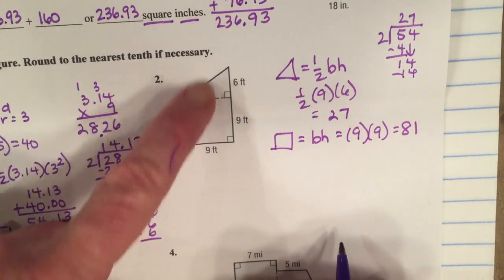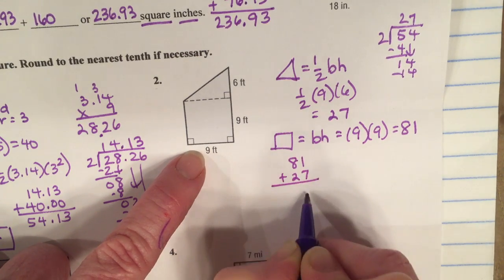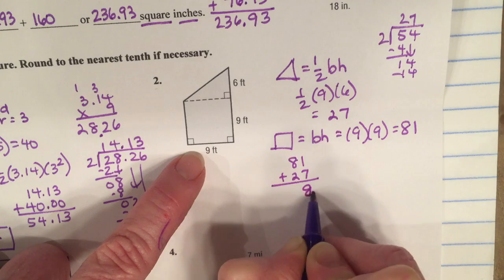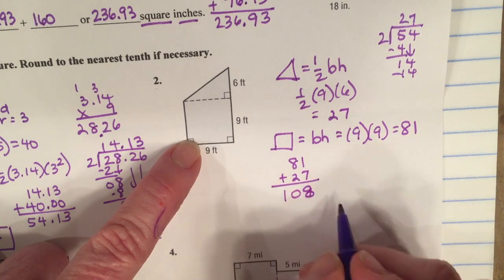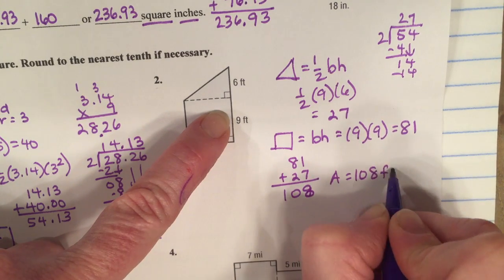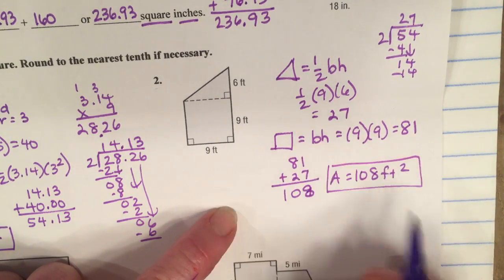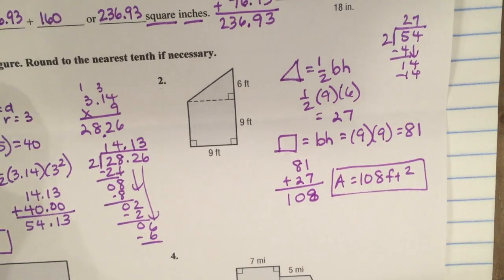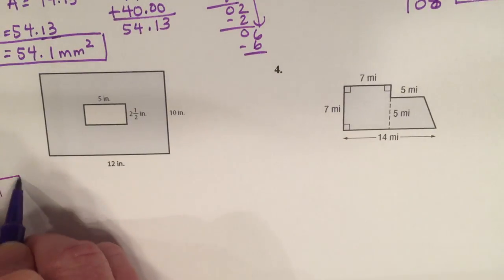And then if I combine these two areas, I would be adding 81 plus 27 gives me a total of, oops, that's an 8. 1 plus 7 is 8. 8 plus 2 is 10, 108. So the area is 108 in square feet or feet squared. And I don't need to round this time because I don't have any decimal places. All right, moving on to number 3. And this time it looks like I have the area of 2 rectangles.